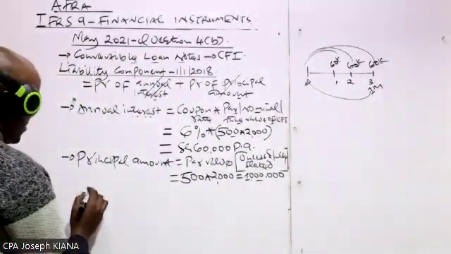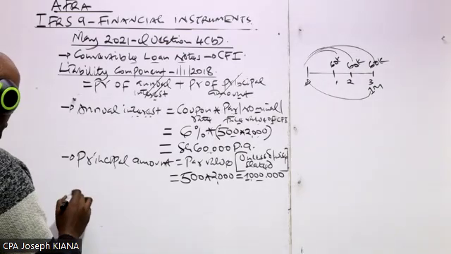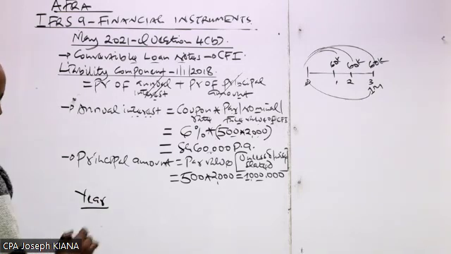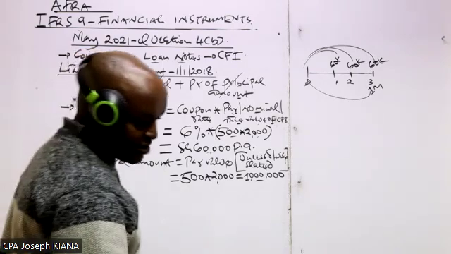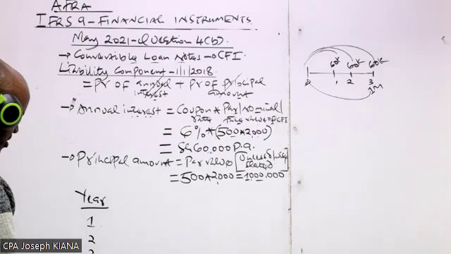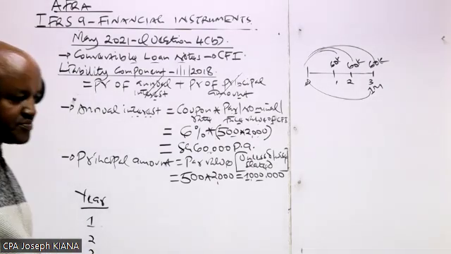So how do we discount this? You may decide to use the formula, or we can just prepare a table. Let's just prepare a table. And then can we have the specific dates, or let's just talk of years, because we have year 1, year 2, year 3.